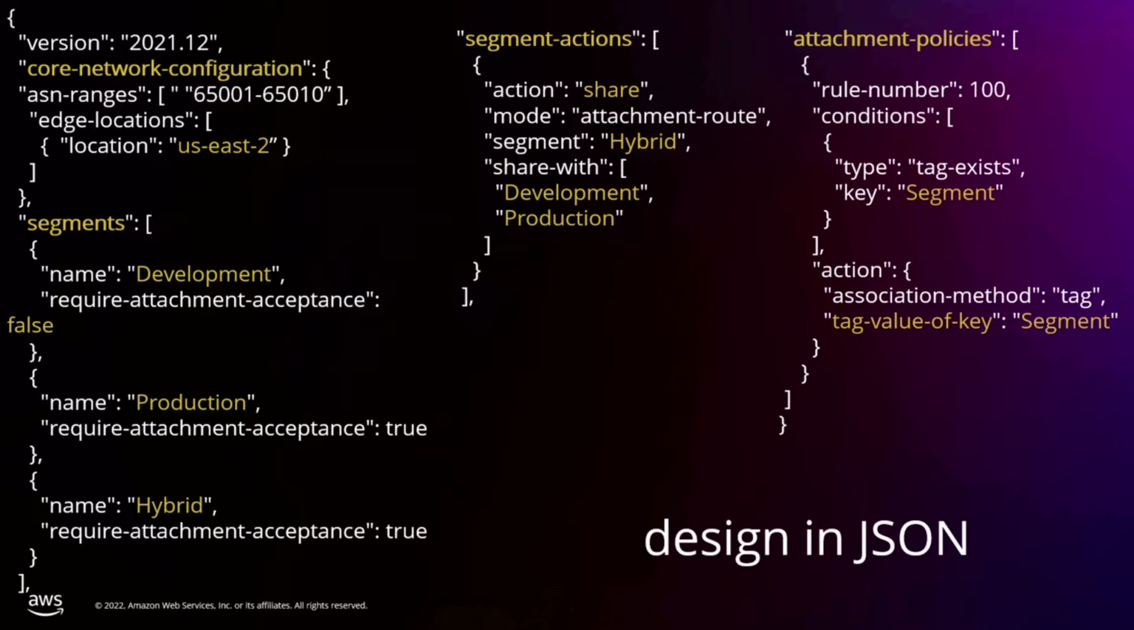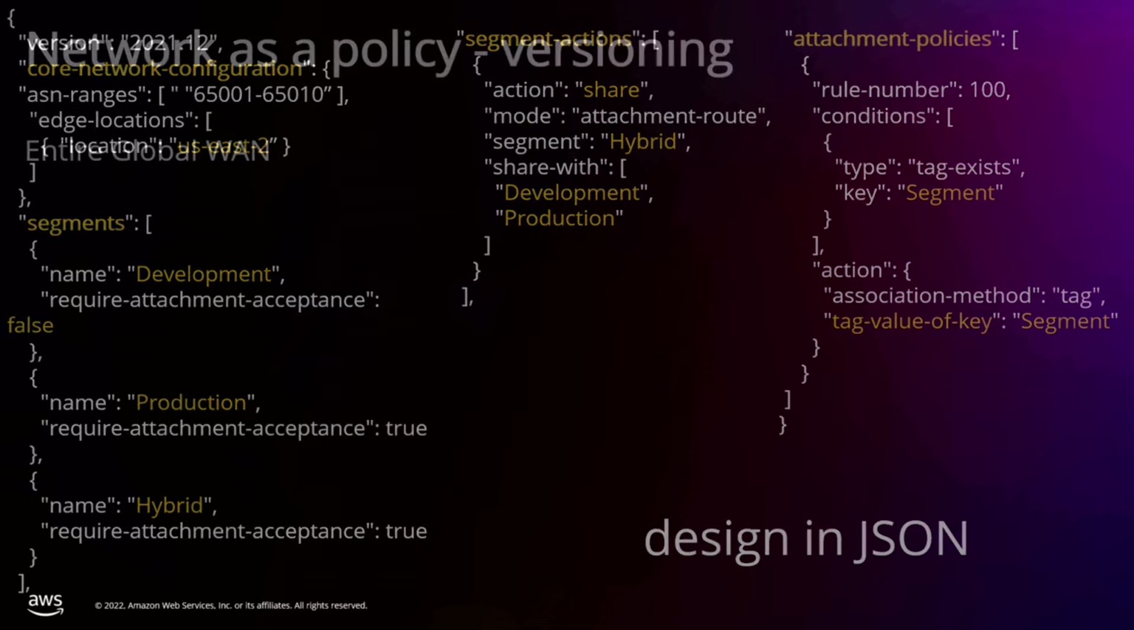We then define an attachment policy. This has a rule number. They're evaluated lowest to highest, so you want to have your most specific rules up front, and they're applied in order. So we'll start, in this case, rule 100, and this says if an association is tagged with segment, automatically attach it to the segment called segment in this example. So really easy to define this and have policy dictate your global infrastructure and how your traffic is routed.